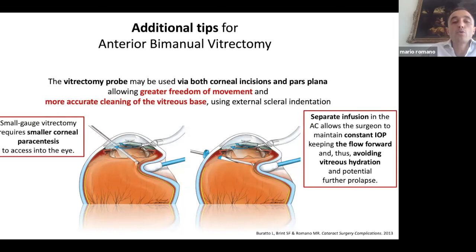Of course, if we use a small vitrectomy cutter, we will have a smaller corneal paracentesis. We minimize the prolapse and incarceration of the vitreous in the anterior paracentesis.